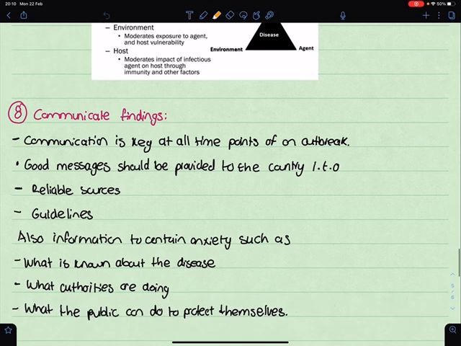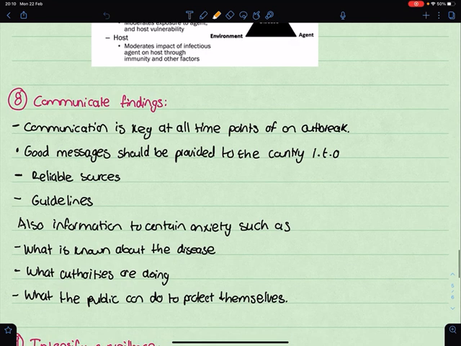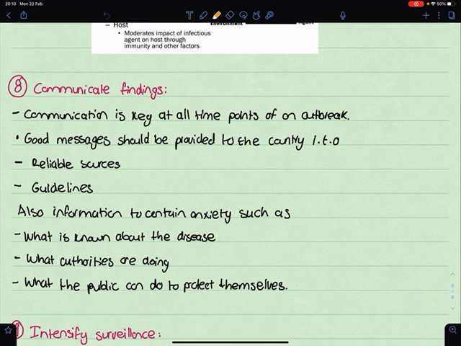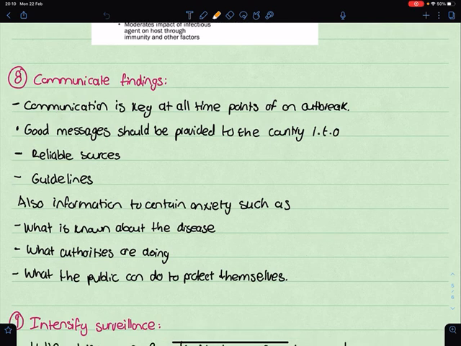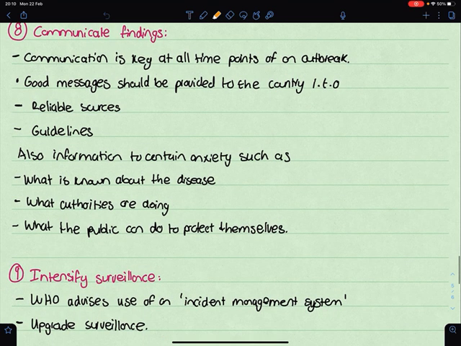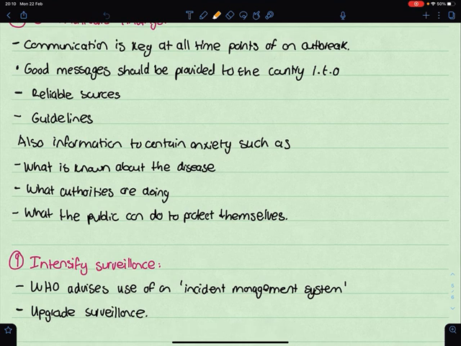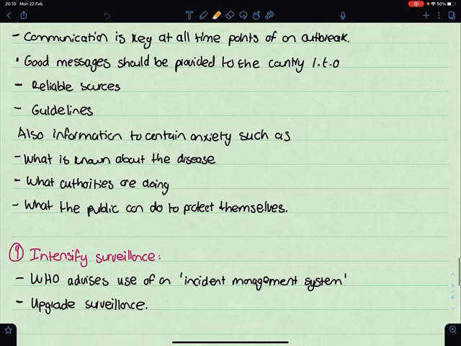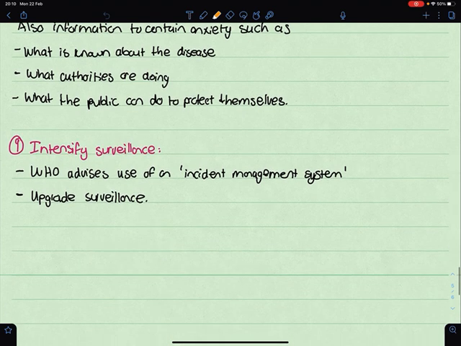Then you'll communicate your findings to the general public. So communication is very key at all points of the outbreak. Good messages should be provided to the country in terms of reliable resources and guidelines. Also information to decrease anxiety, such as you should tell what is known about the disease, what authorities are doing to prevent or help improve the conditions, what the public can do to protect themselves, etc.